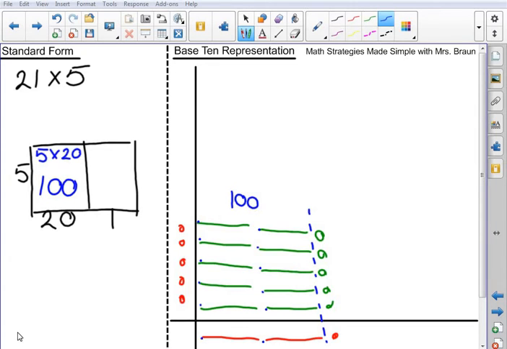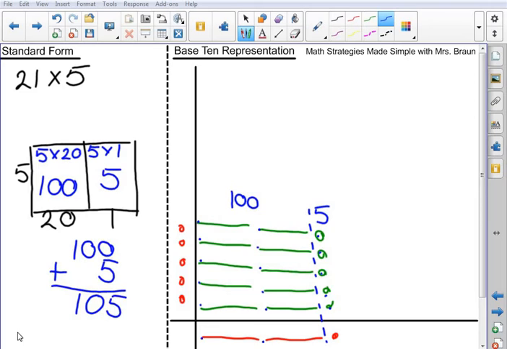Now I'm going to look at the ones place. I've got 5 times 1, which is 5. Again, you can count 1, 2, 3, 4, 5. But because this is an area model or an array that we're really building here, I can use multiplication to figure it out as well. So 5 times 1 is 5. Now, to get the total answer, I'm just going to add those two numbers together. 105, or I could come over here, count it all up, and get the same thing, 105. So 21 times 5 equals 105.